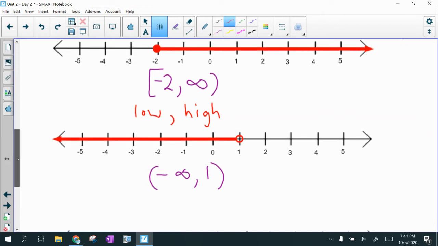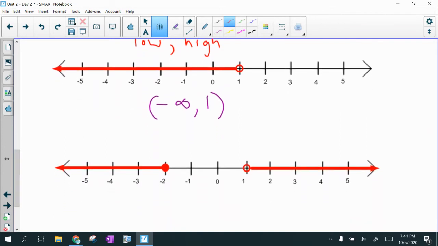All right, let's keep moving. And we're now looking at this one. Now this is a compound. So we're going to need to write two different expressions.